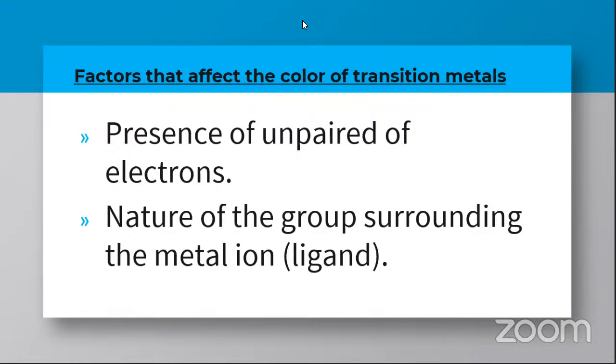So here we are looking at different ligands. For example, we shall find that, let's say, water ligands have different colors. Ammonia ligands have different colors. We have carbonyl, also different colors. We have sulfates, also different colors. So the nature of the ligand will surely determine also the color of the transition metals.